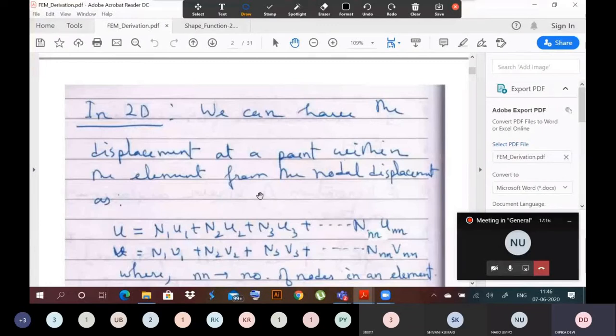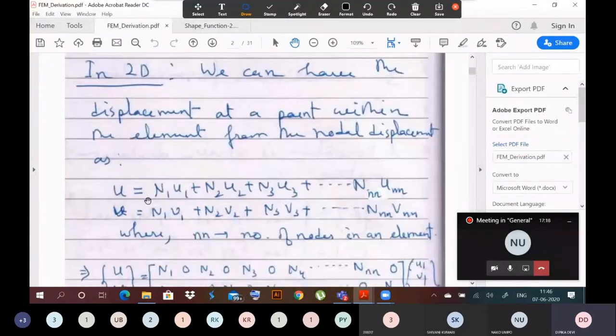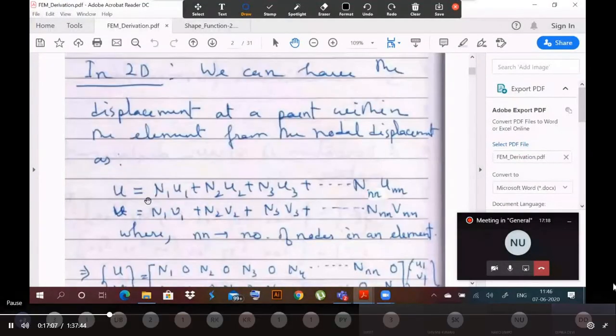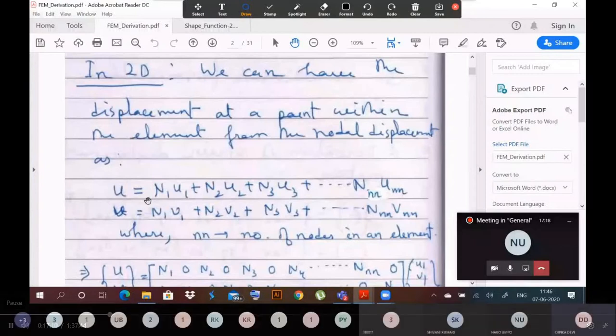For example, if we consider a triangular element, then we will have only 3 terms. If we have a rectangular element with 4 nodes, we will have 4 terms. So nn is the number of nodes. Similarly, v will be equal to n1 v1 plus n2 v2 plus n3 v3 plus nn vnn. So again, nn is the number of nodes. If we have a 3-noded triangular element, we will have 3 terms. If we have 4-noded rectangular elements, we will have 4 terms.